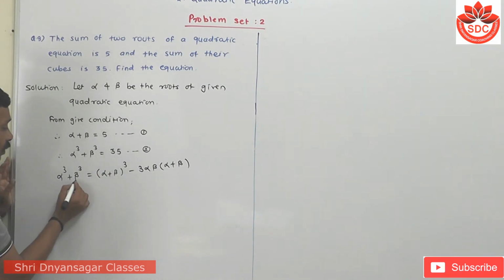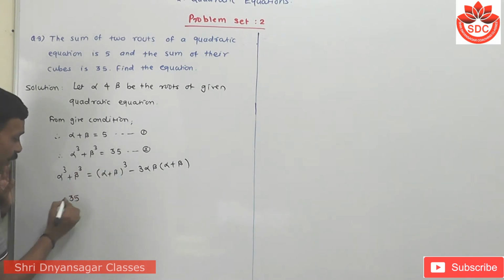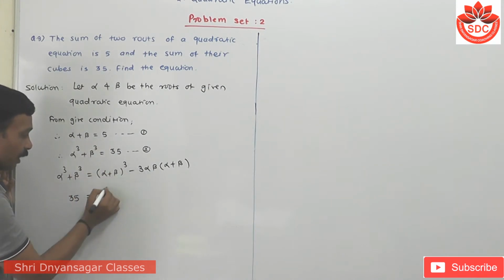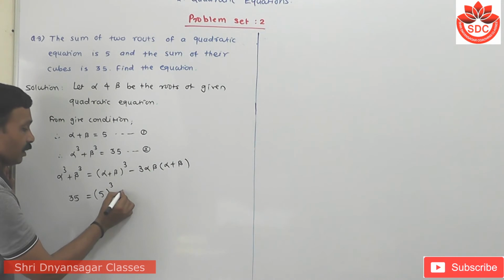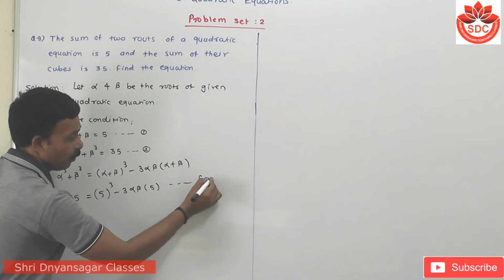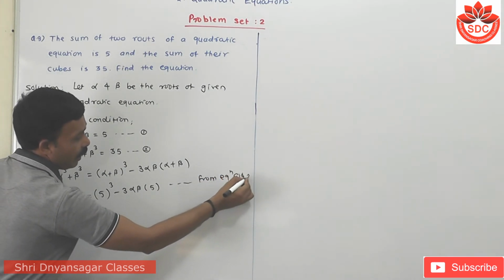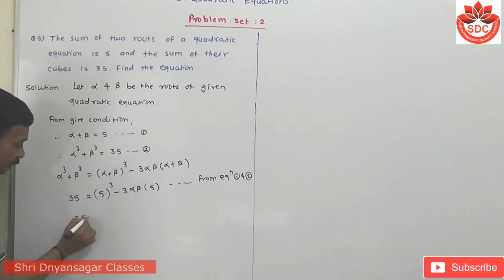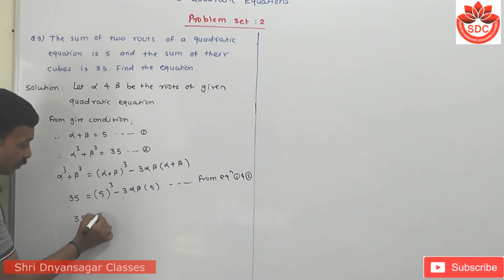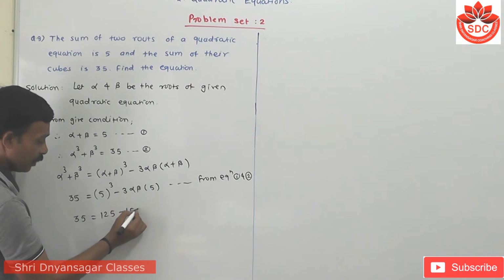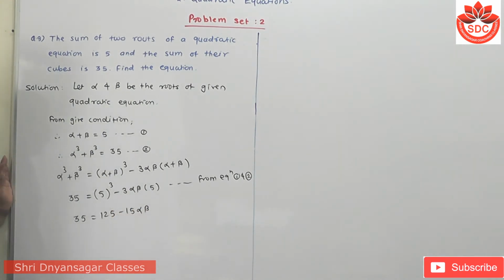Substitute the values. Alpha cube plus beta cube is equal to how much? 35 is equal to alpha plus beta, which is given here as 5, bracket cube, minus 3 alpha into beta, and this value is also 5. Here I have to write from equation first and second. Student, this value is 35, so 35 as it is equals the cube of 5, which is 125, then minus 3 fives are 15 into alpha beta, 15 alpha beta. I have to transfer this 15 alpha beta to this side and this 35 to this side.